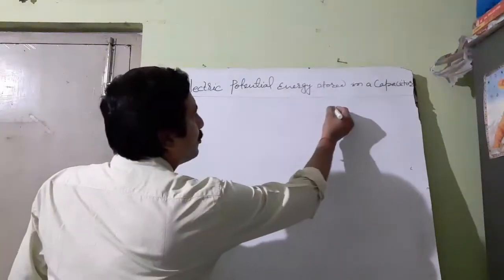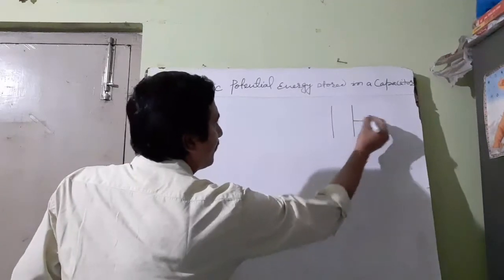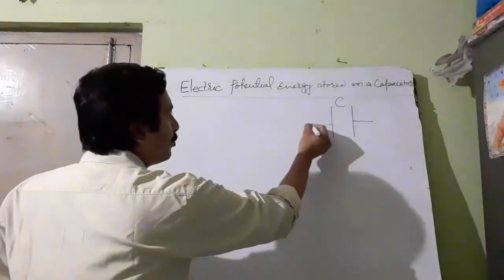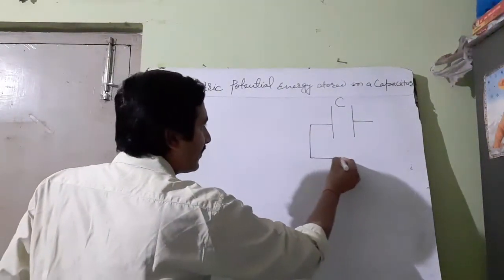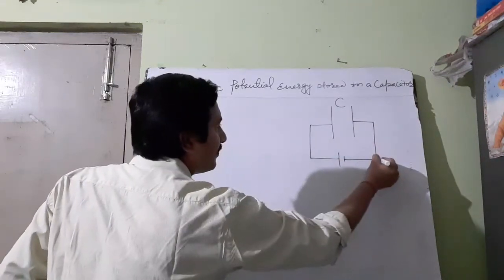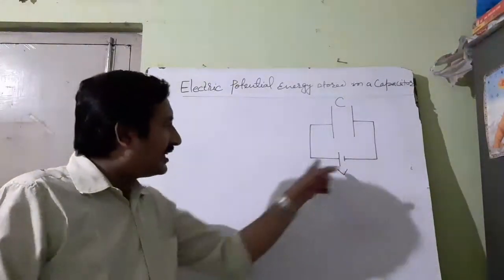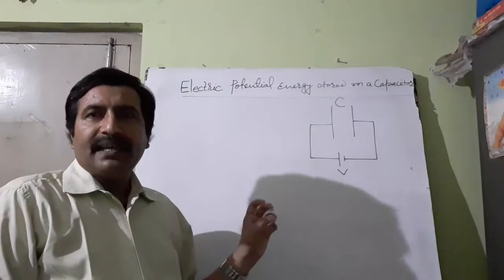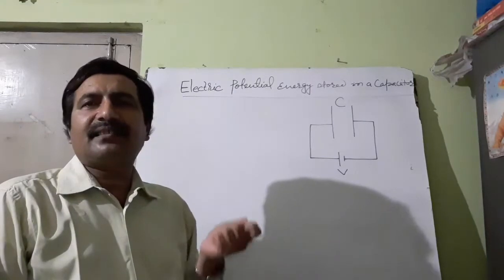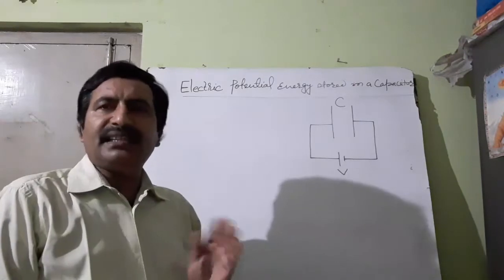Suppose you have a parallel plate capacitor with capacitance C. It is connected to a cell with potential difference V. Whenever you connect a cell to a capacitor, the capacitor will not get suddenly charged. Charging takes some time, although that is very negligible. Even then it takes time.